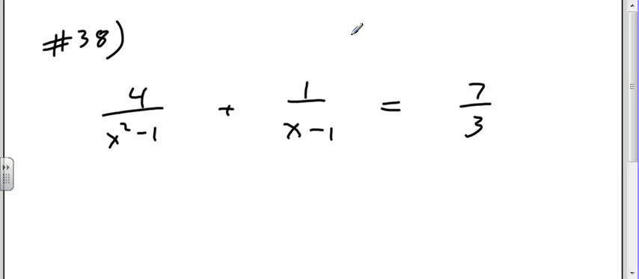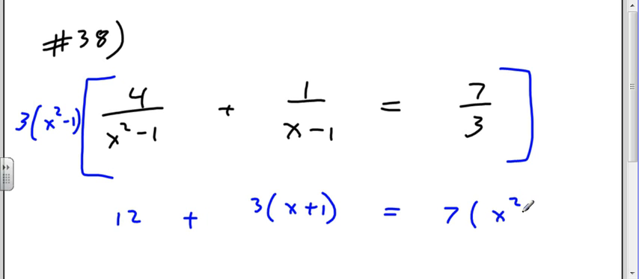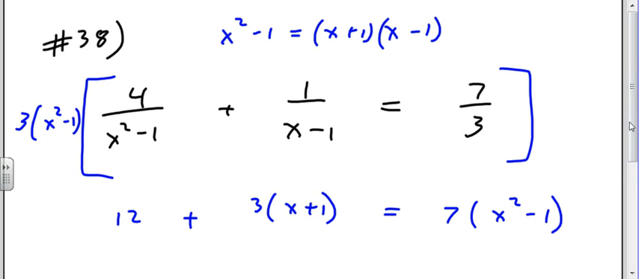So what I would do with this problem is get rid of the denominator. So I would multiply everything by 3 times x squared minus 1. And if I did that, I'd end up with 12 plus 3 times x plus 1 is equal to 7 times x squared minus 1. Because I recognize x squared minus 1 is the difference of two squares, so that's x plus 1, x minus 1. I recognize that, and that's how I got that so coolly.